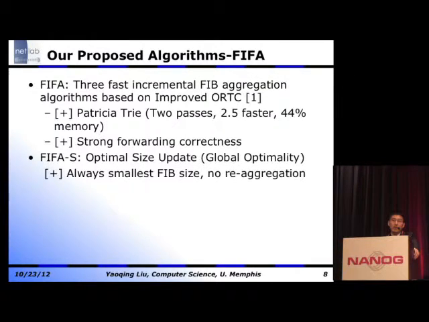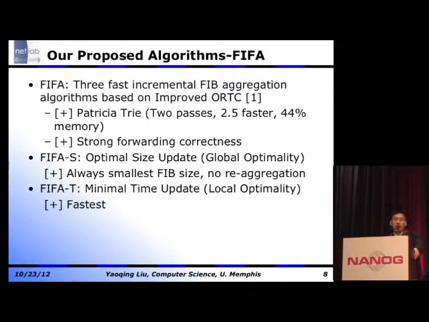The second contribution is we propose three fast incremental update handling algorithms. The first one we call FIFA-S. This algorithm is the optimal-size update handling algorithm for each update. It maintains a global optimality. For example, for each update, it always keeps the smallest FIB size and needs no reaggregation.